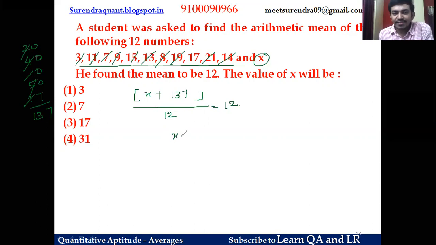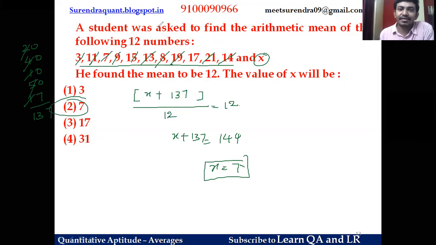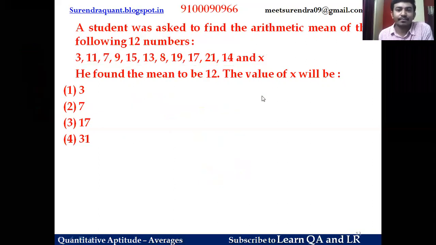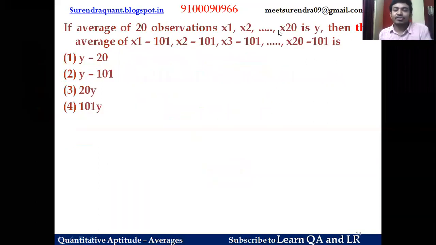So now x plus 137 equals 12 into 12, 144. So x is 144 minus 137, 7. So x is 7. So this is a very basic observation. Nothing to worry, very simple. Next question. So the right usage of properties will come now.